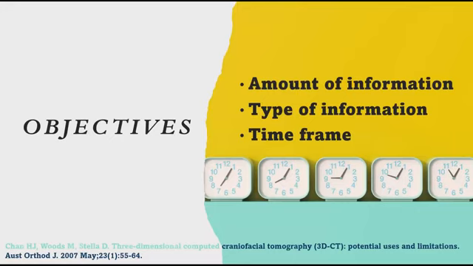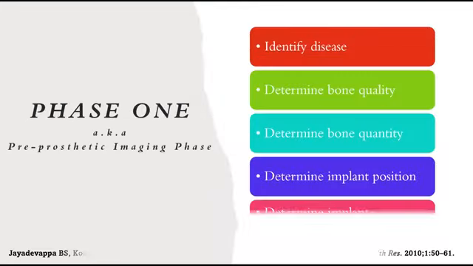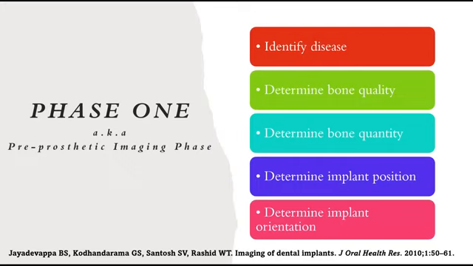Before we see the clinical applications, it is important to know the objectives of diagnostic imaging, which depend on a number of factors, including the amount and type of information required and the time period of the treatment rendered. The clinical applications can be broadly classified into three phases. Phase one is termed the pre-prosthetic implant imaging phase, which involves identifying disease and determining bone quality and quantity to determine the implant position and orientation.